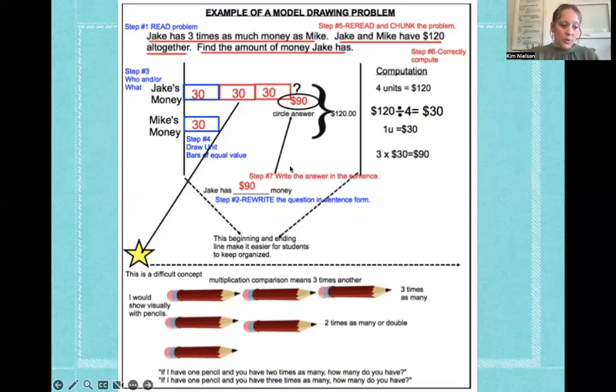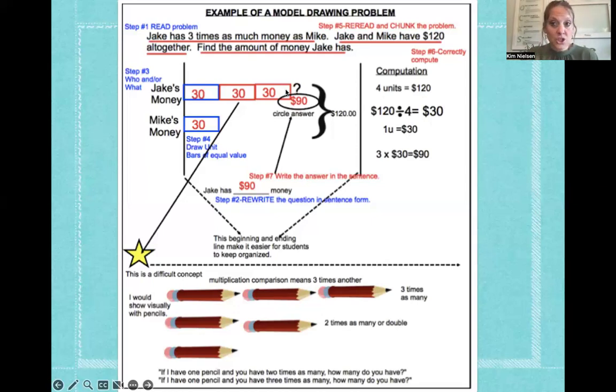And then I draw the unit bars, I kind of chunked things together to try and see. Now I'm ready to compute, okay? And so I can see I've got 4 units, and my 4 units is equal to 120. Okay, so I have a whole, then I'm dividing that into 4 parts. So I've got my division sentence, I've got my answer, but this is what's important. What am I actually looking for? Am I looking for 1 unit? No, I'm actually not looking. That tells me how much Mike has. I'm looking how much Jake has.